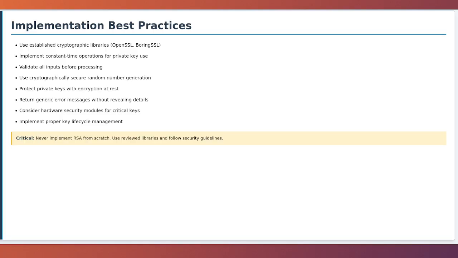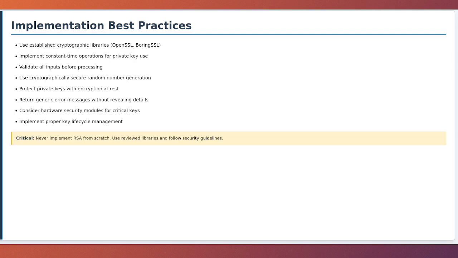First, use established cryptographic libraries rather than implementing RSA from scratch. Libraries like OpenSSL, BoringSSL, LibreSSL, and platform-specific crypto APIs have been extensively reviewed and tested. They include protections against timing attacks, proper random number generation, and correct implementation of the RFC 8017 specifications. Rolling your own cryptography is strongly discouraged unless you have deep expertise and resources for security review.